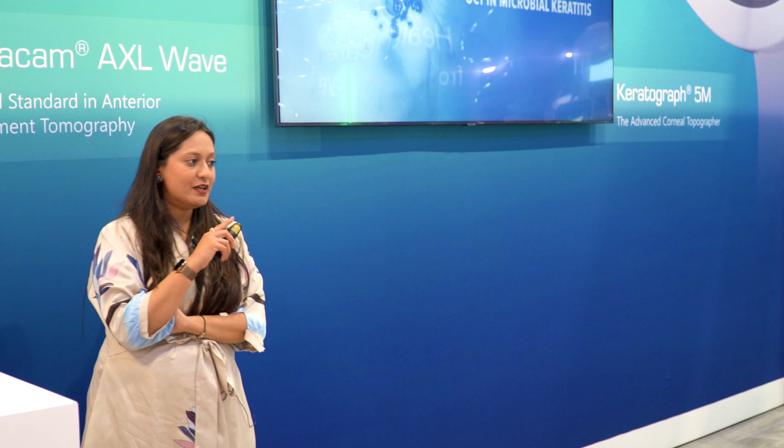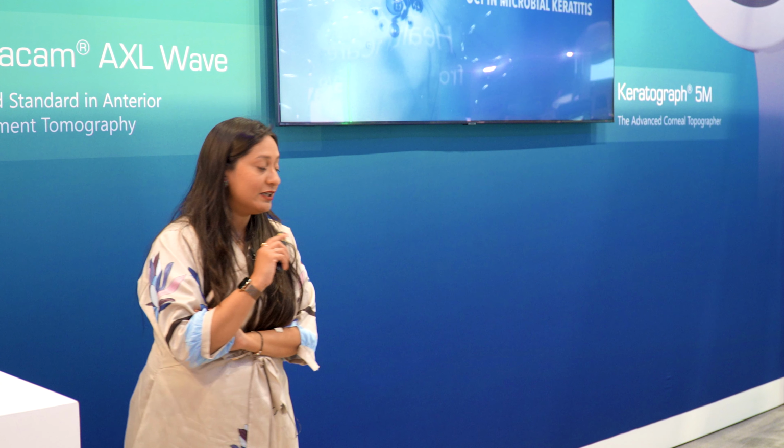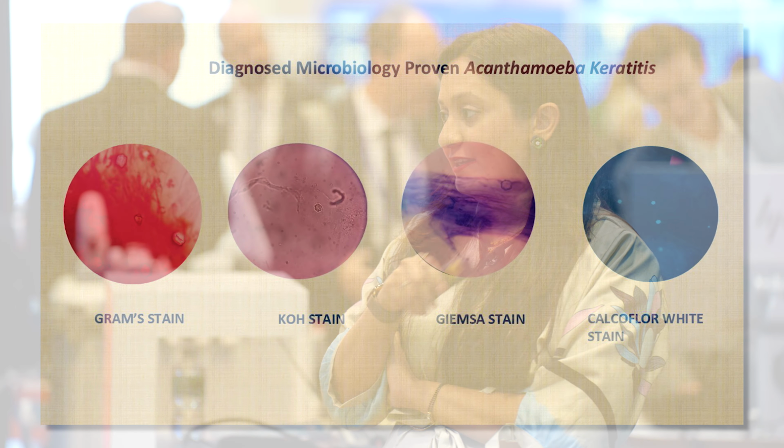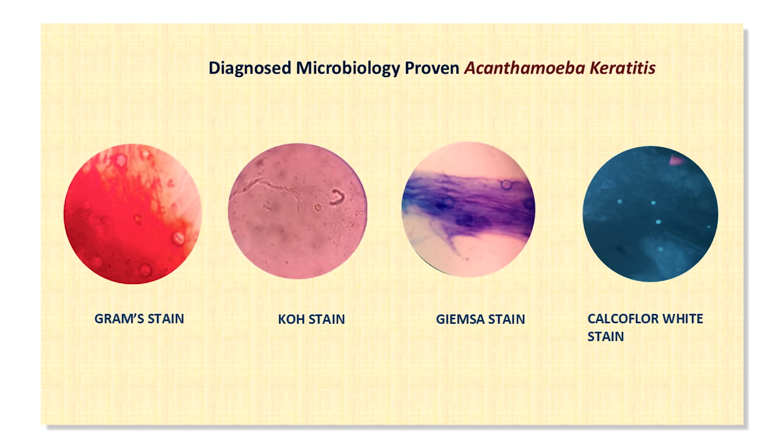Confocal microscopy gives you a lot of information sometimes when it comes to microbial keratitis, especially in acanthamoeba keratitis. So this is a patient who underwent a therapeutic PK but came back again, and there was a graft infiltrate. You can see there's a graft infection, and the patient had a lot of redness and pain. It can happen in terms of fungal keratitis, but when we did the gram stain, the KOH, everything, it was proven to be an acanthamoeba keratitis.